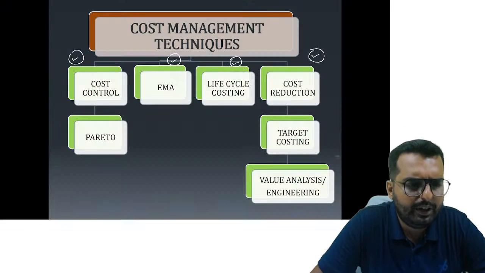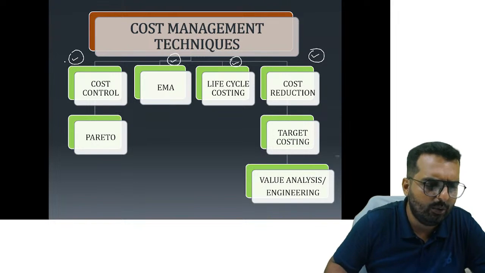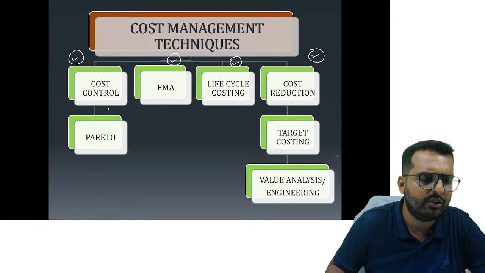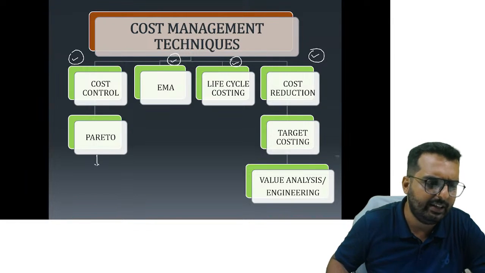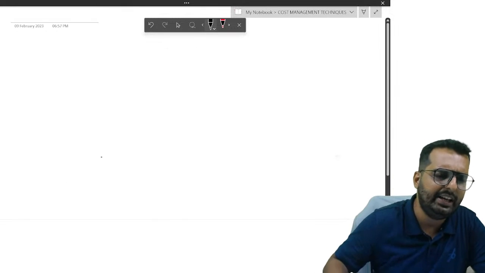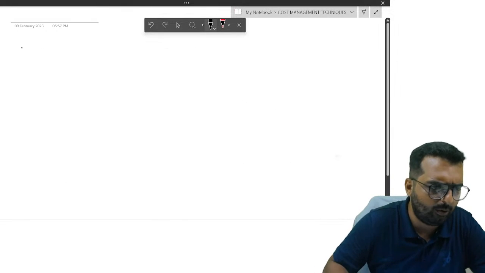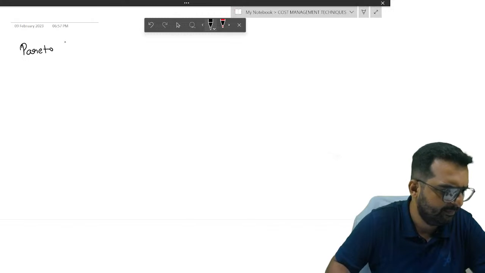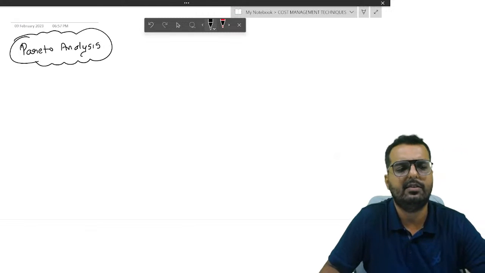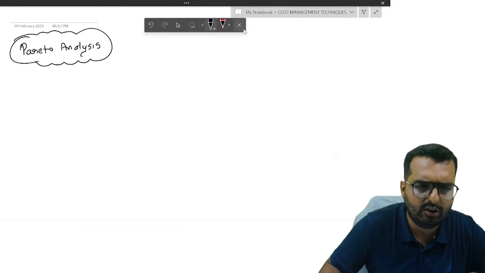Okay. So now here you have cost control and then you have cost reduction. Inside cost control, there is another technique that is told over here, which is called as Pareto analysis. It's a very, very interesting technique and a very good technique also. Pareto analysis. All right. Friends, what is the meaning of Pareto analysis?